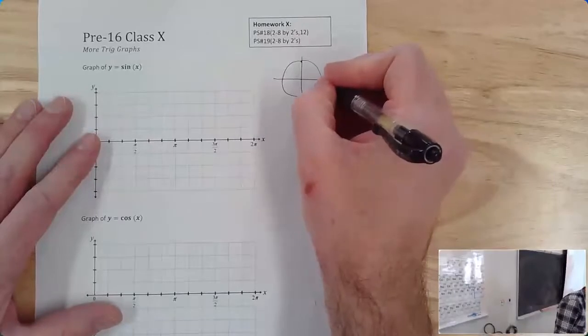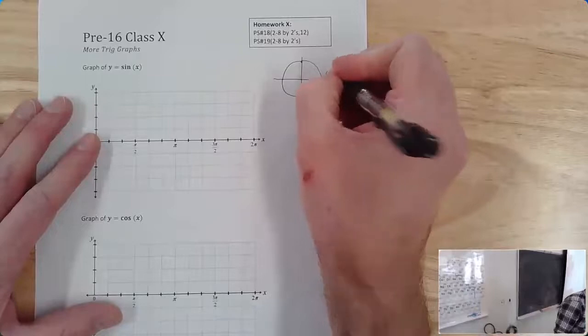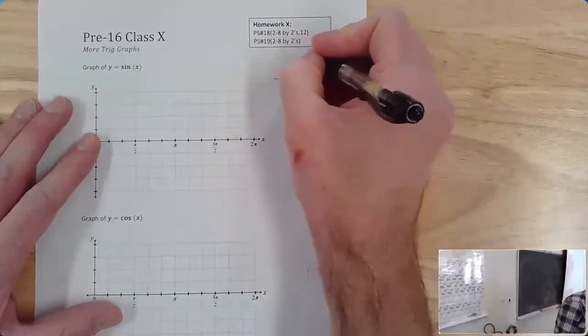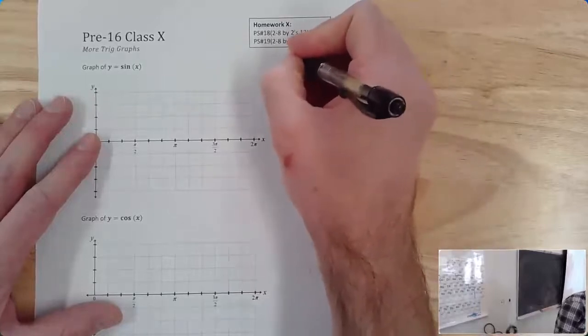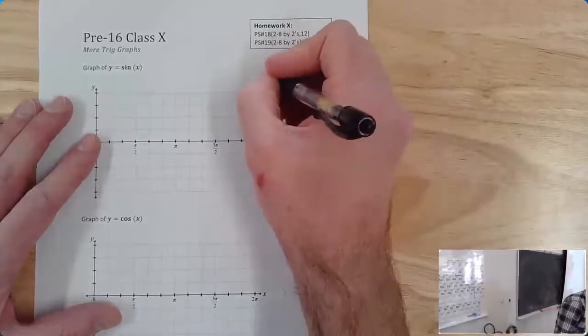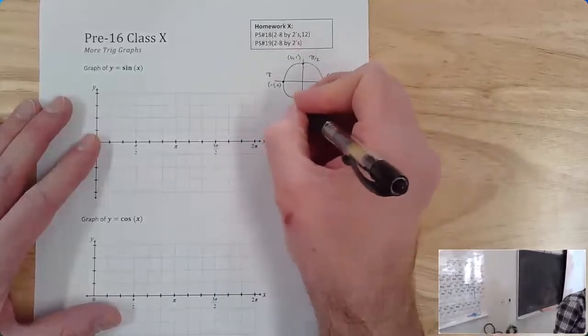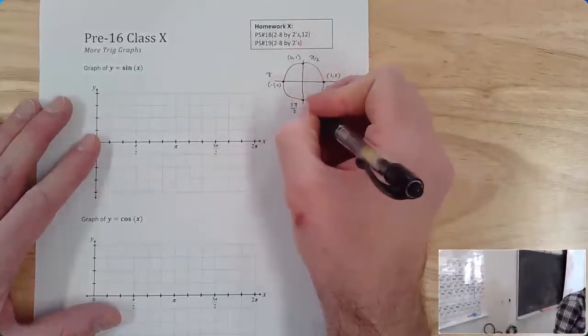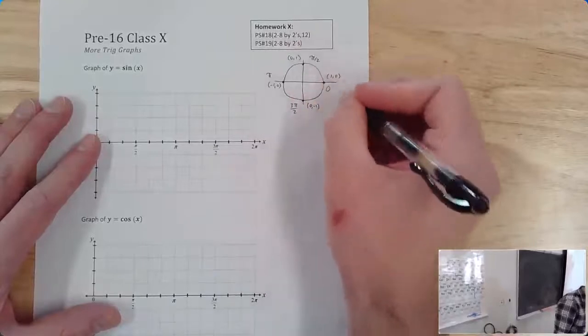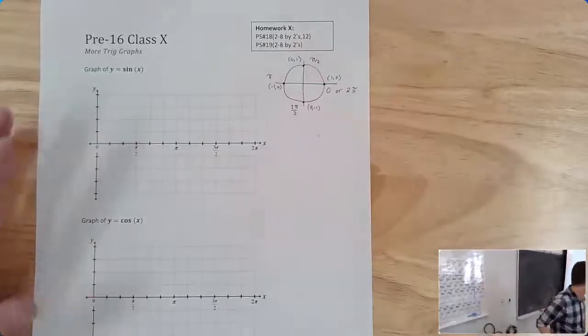Where this angle here is 0 radians, and the point is (1, 0). And this angle up here is pi over 2 radians, and the point is (0, 1). And this point over here is pi radians, and the point is (-1, 0). Down here is 3 pi over 2 radians, and the point is (0, -1). And over here, this could also be 1 full revolution, which is 2 pi radians.